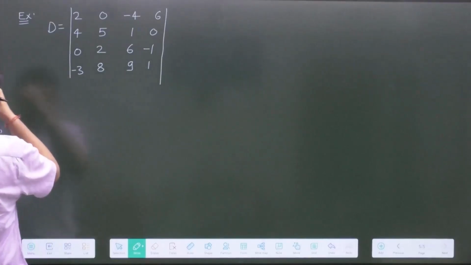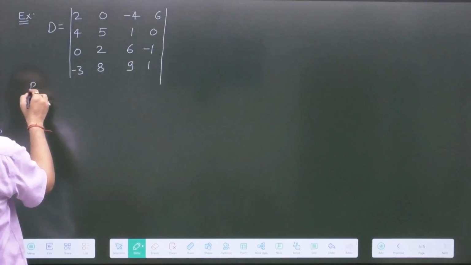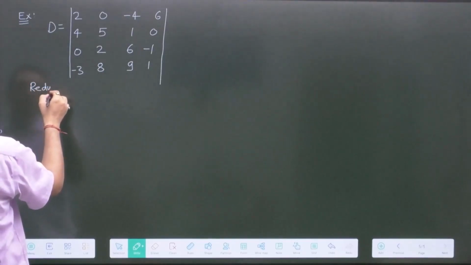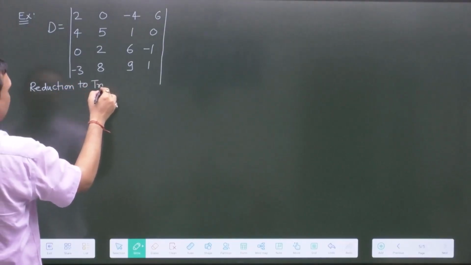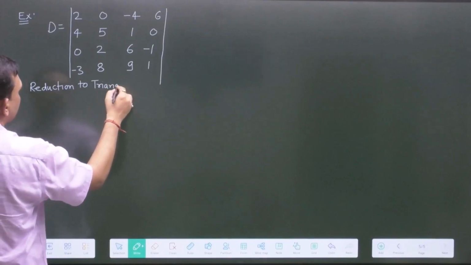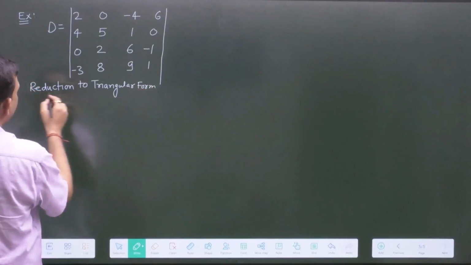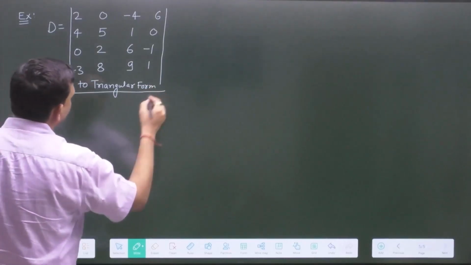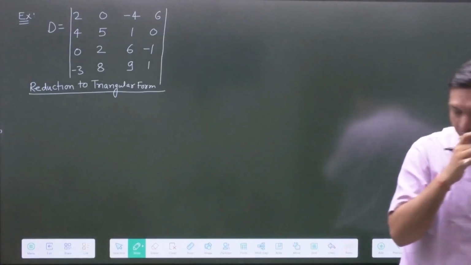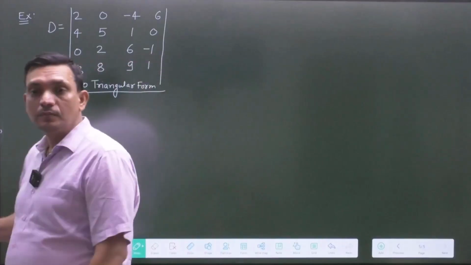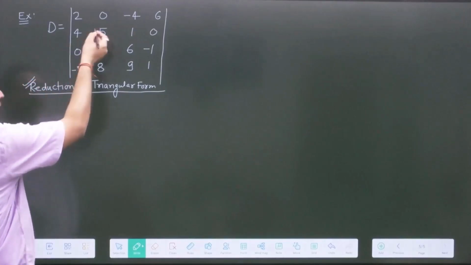So in this case, we will reduce it to triangular form. Reduction to triangular form. And we will use elementary row operations to reduce this to triangular form. Just to say, we are using this method to find the determinant.